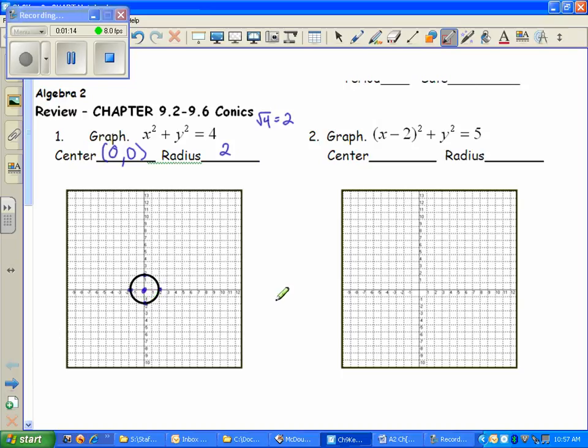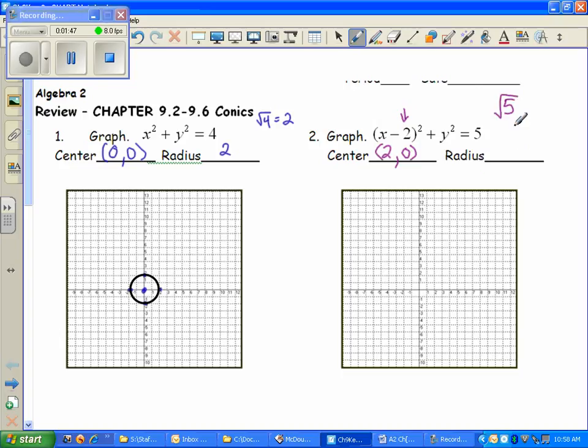through those points. For the second one, the center is not 0, 0 because of this parenthesis around our x. Remember that when you have these parentheses, you change the sign on whatever you have here. It says x minus 2, so the x value of the center is at 2. The y value of the center is at 0 because there wasn't any parentheses with any weird numbers over here with the y.